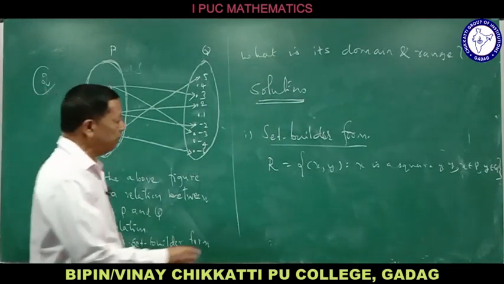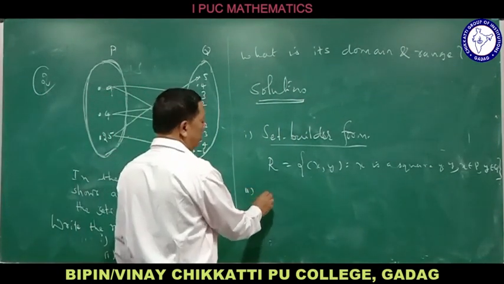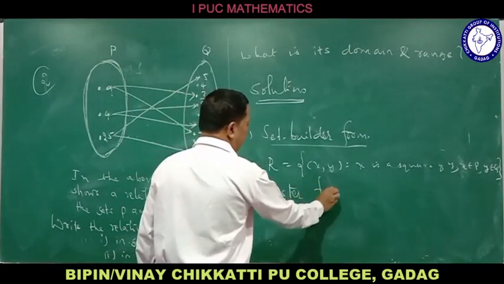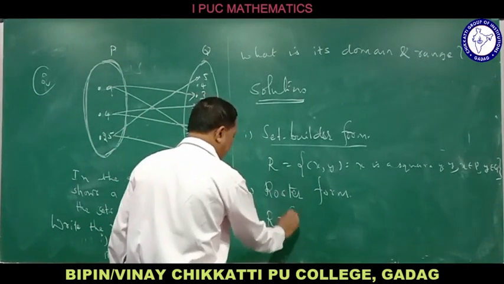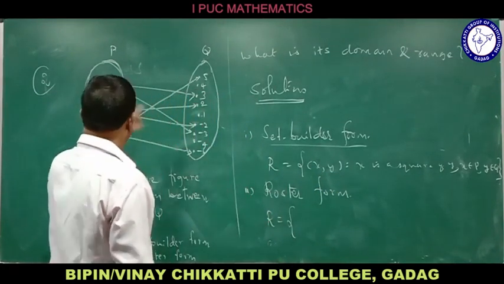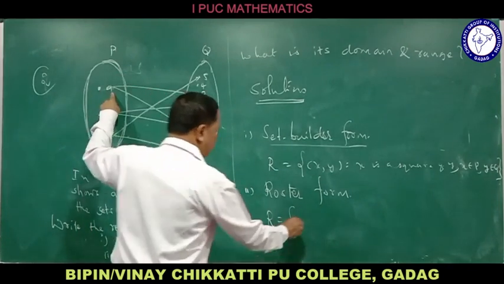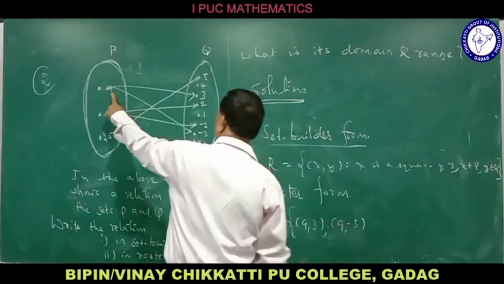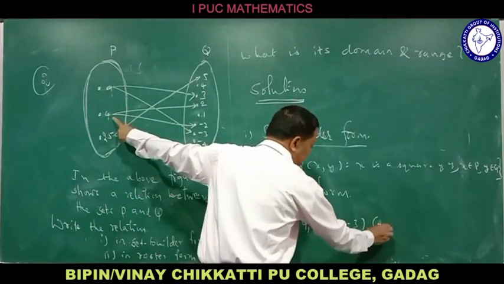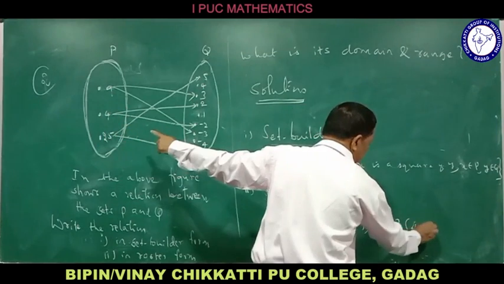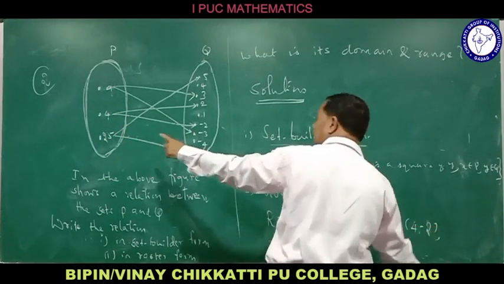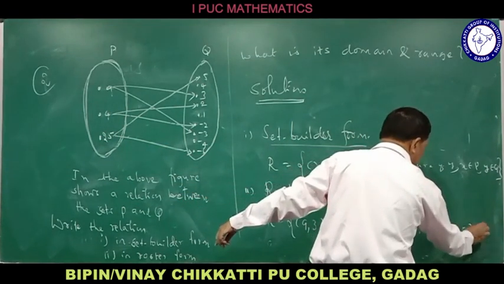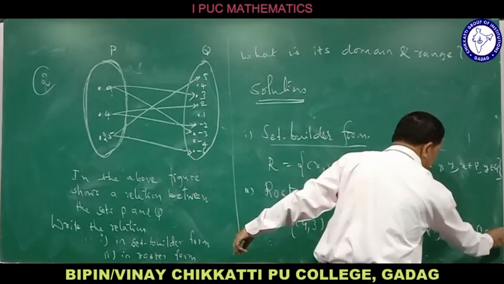And similarly, I want to write in roster form. See how you write roster form. R is equal to: first, 9 is the square of 3, 9 is the square of minus 3. Next, 4 is the square of 2, 4 is the square of minus 2. And similarly, 25 is the square of 5, and 25 is the square of minus 5.